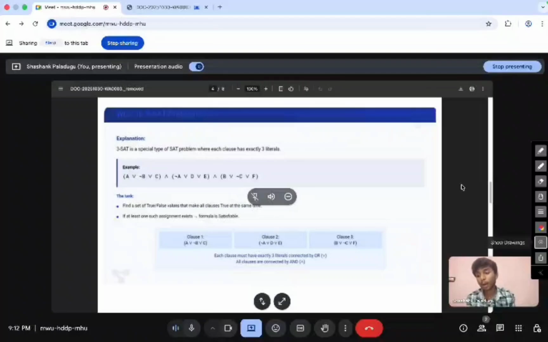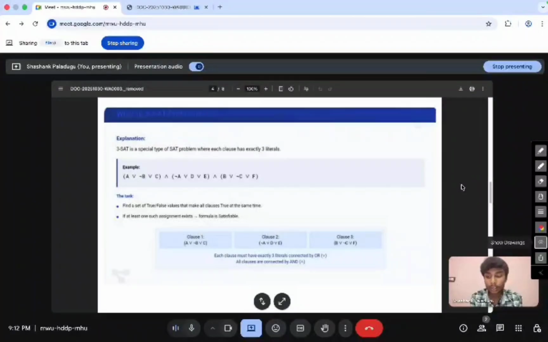What is a 3-SAT problem here? Now we come to the heart of the topic, the 3-SAT problem. 3-SAT is just a special type of SAT. I told you about the SAT, right? The only difference is every clause must have exactly three literals. Why 3? Because this version is widely used for testing algorithms.